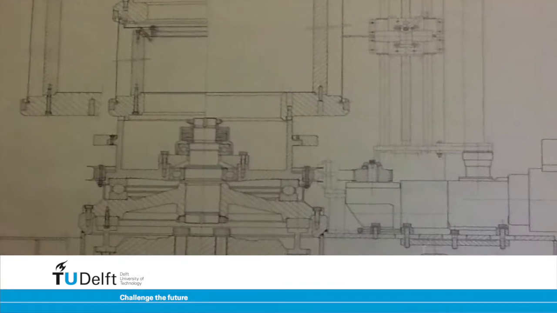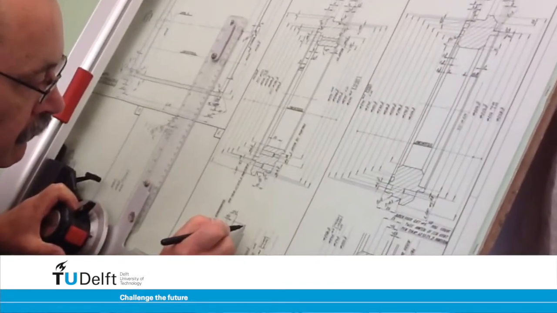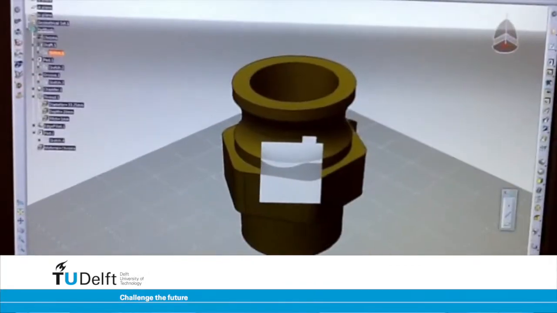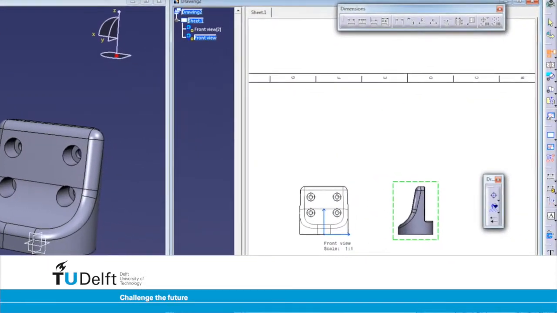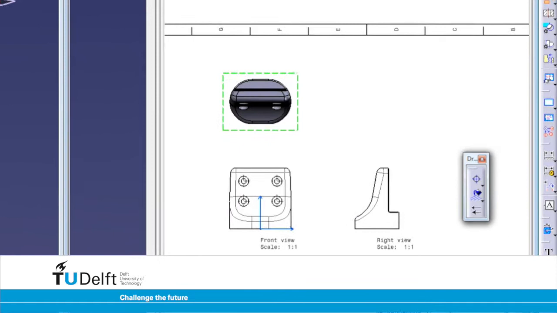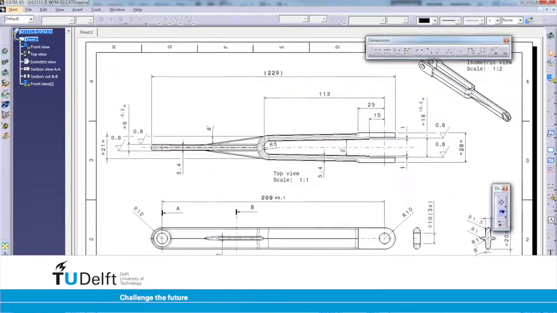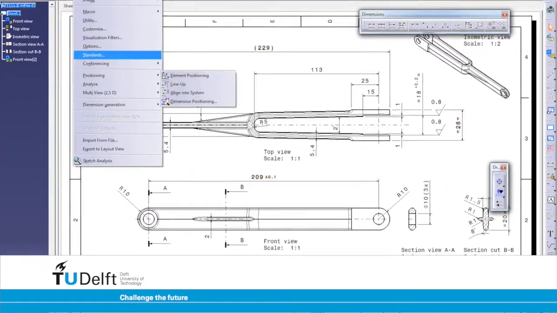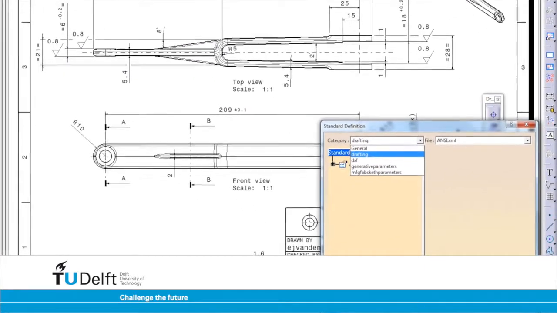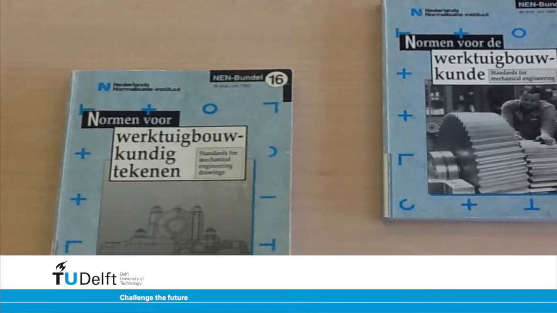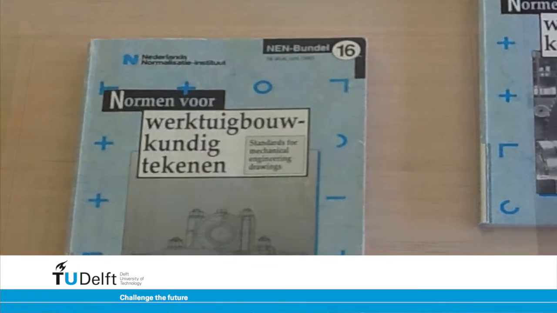In the past, these drawings were made by hand. Nowadays, computer software is used to generate drawings or to derive 2D drawings from a 3D model. Even though a lot of the standards and conventions used in engineering drawing are automatically respected when making computer-generated drawings, it is very important to know the rules of the game when you want to be considered a skillful engineer.